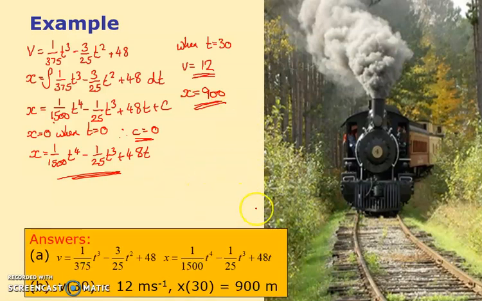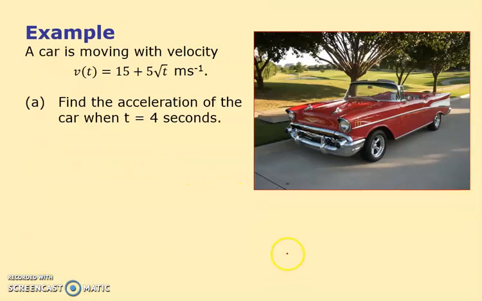Look at that, both of those work. A car is moving with velocity v(t) equals 15 plus 5 root t. Well, straight away, I don't like this particularly. v equals 15 plus 5t to the half. Much easier. And it says find the acceleration of the car when t is 4.